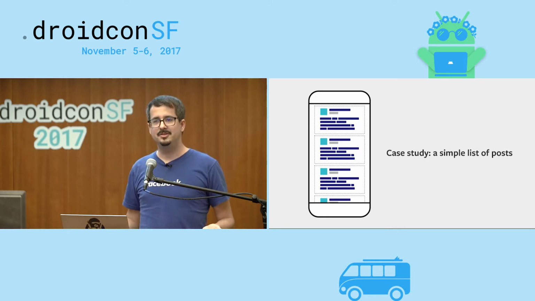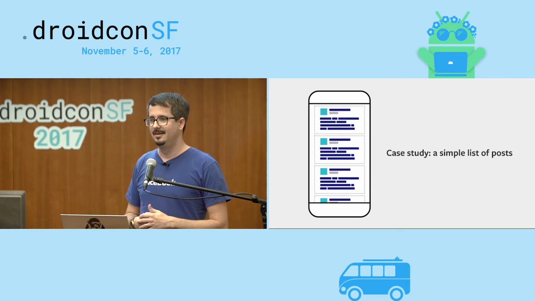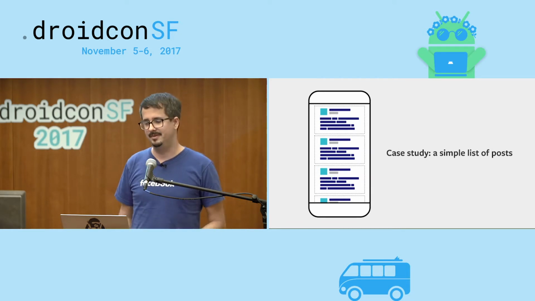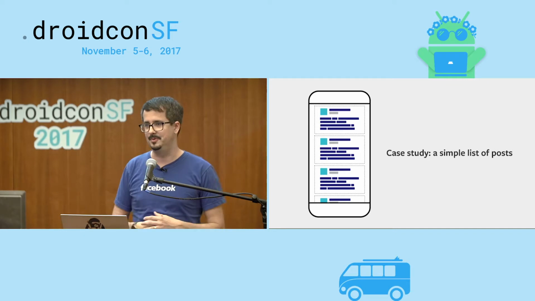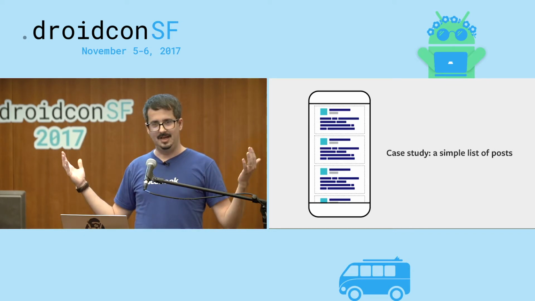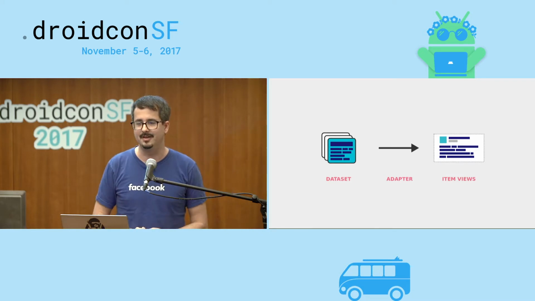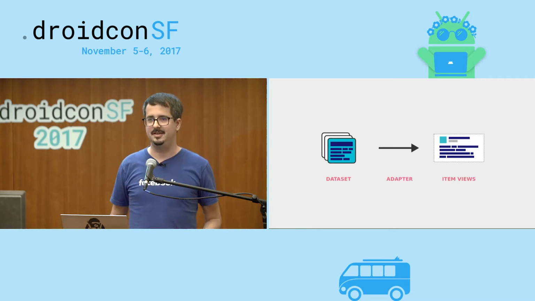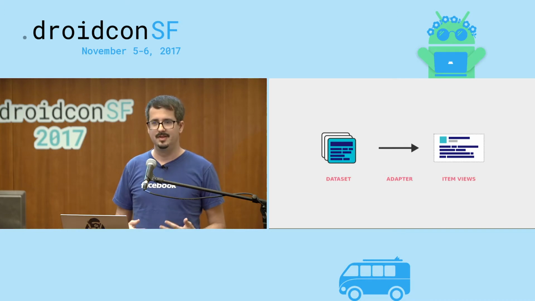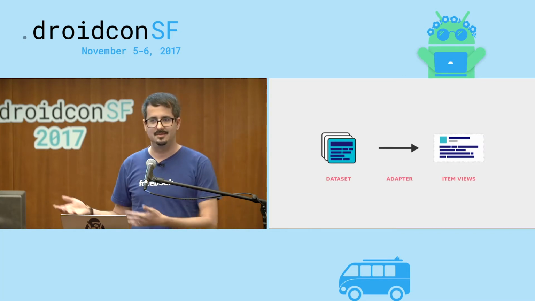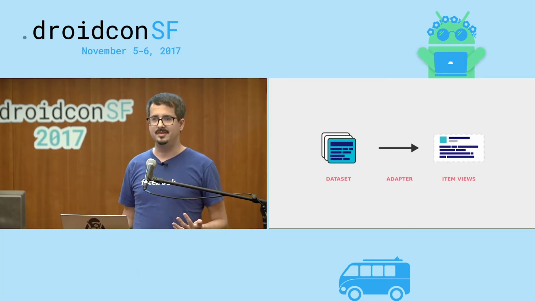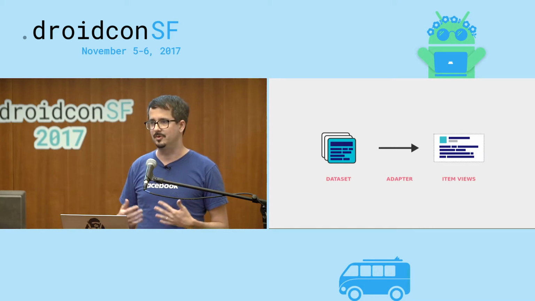So let's imagine that you got tasked to implement this very cool social app that shows a simple list of posts. And you look at it and okay, this is a classic case for a RecyclerView, right? So you have this data set. It's probably going to be this list of data models you got from some endpoint on the server. You're going to create your adapter that connects that to the UI. And then you're going to implement the item views that define how each item is going to be displayed on screen.